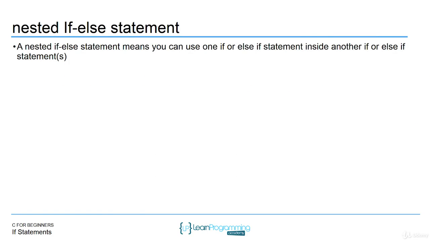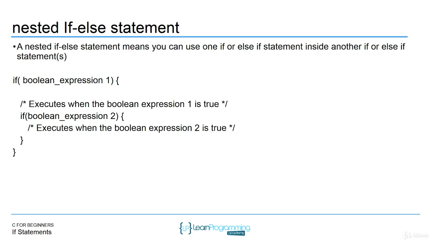Nested if else statements means you can use one if or an else if statement inside another if or an else if statement. So that's why it's referred to as nesting. You can use multiple things inside, and you can keep doing that over and over and over. There's no limit on the number of nesting that you have in C. So the syntax looks something like this.